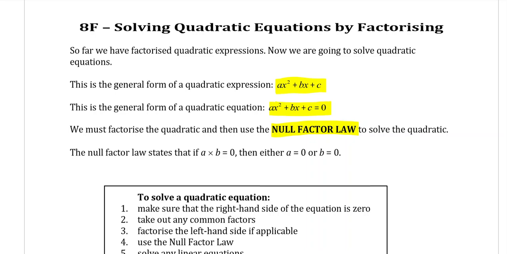Now, null factor law says that if you have two things factorised, and in a quadratic, you would have two things, two brackets, that would be times together. Now, if your equation says that those two things multiplied, and in here they've called them a and b, so if a and b are multiplied together and it equals 0, the only way for two things to multiply together and give 0 is if one of those things equals 0. So either the a equals 0 or the b equals 0. And we'll be using that fact to finish off and solve the equations.